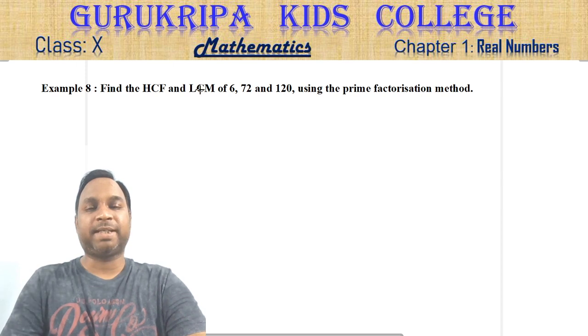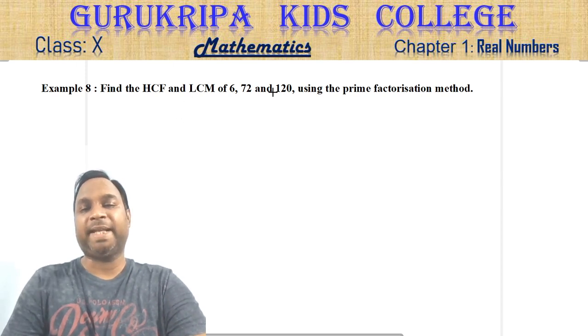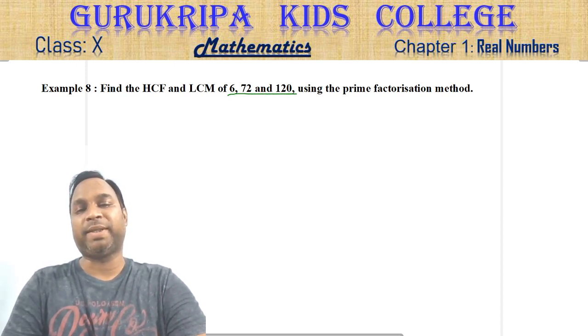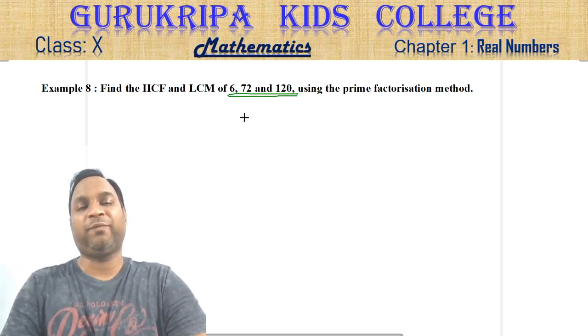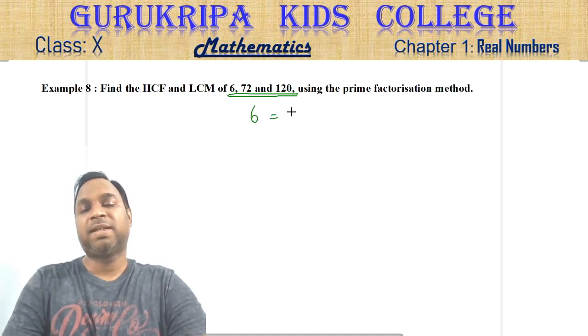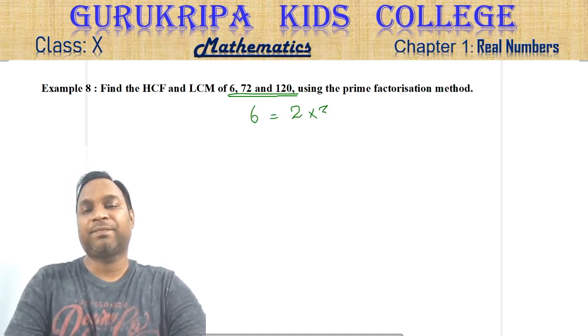Let's move to the next example. Find the HCF and LCM of 672 and 120. See, now there are three numbers over here. You can find the LCM and HCF of three numbers also following the same way. Let's factorize first. 6 is equal to 2 into 3.